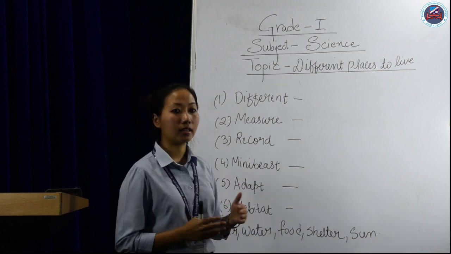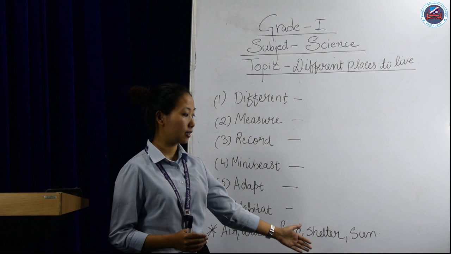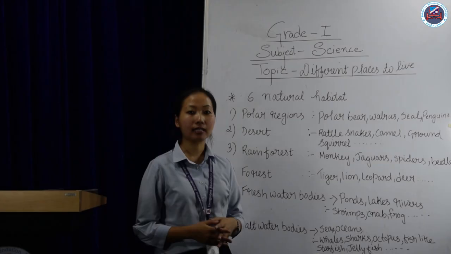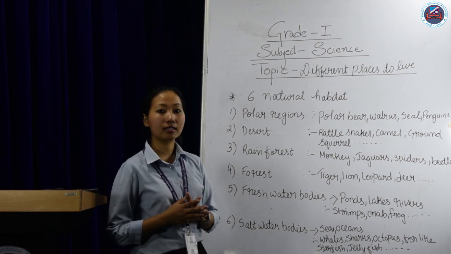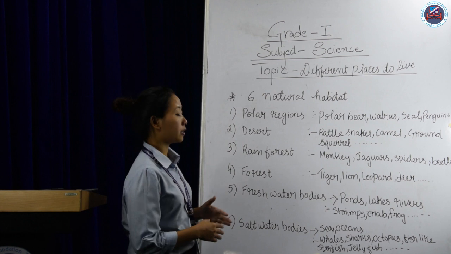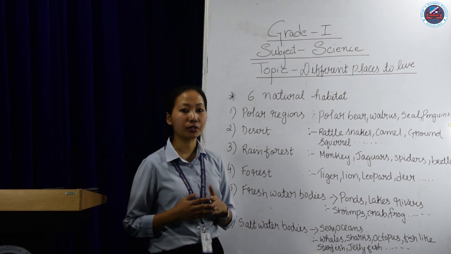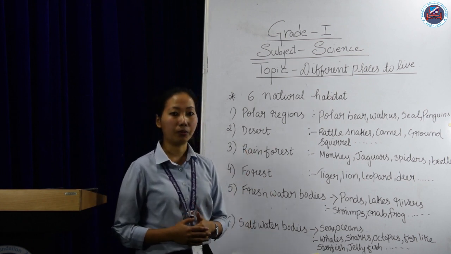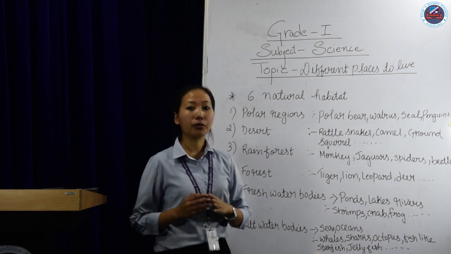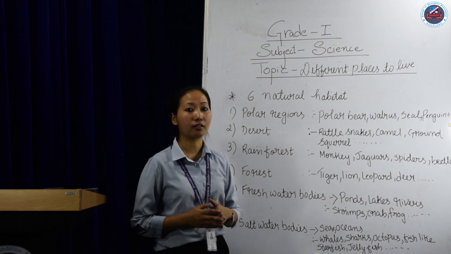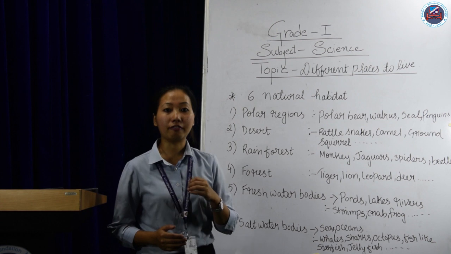So the most important things that living things need are air, water, food, shelter, and sun. Animals and plants live in different habitats. So let us try to learn about six natural habitats. The first one is polar region. Polar region is extremely cold and is covered with snow. Some animals found in polar region are polar bear, walrus, seal, and penguins. Now you must be thinking, how can these animals survive in cold weather? It is because of their thick feathers, fur, and fat.